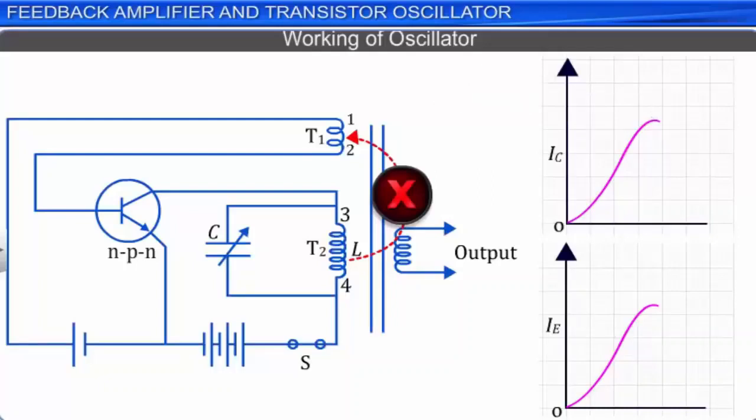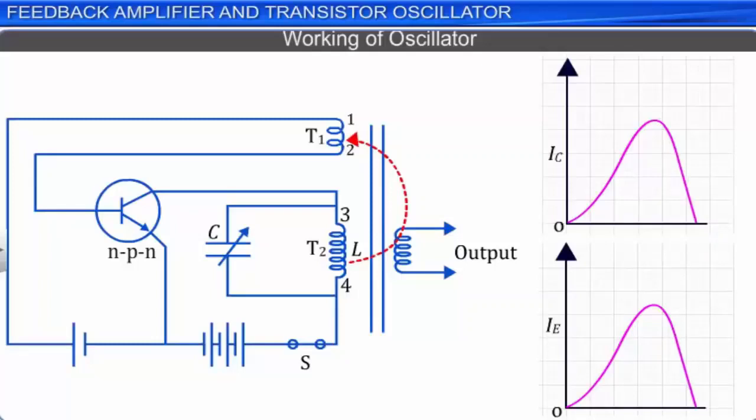When the inductance or feedback from coil T2 to coil T1 stops, emitter current starts decreasing. As the emitter current decreases, the collector current also starts decreasing. The decreasing collector current in coil T2 sends a negative feedback through induction to coil T1. The negative feedback further decreases the emitter current and the collector current till both become 0.